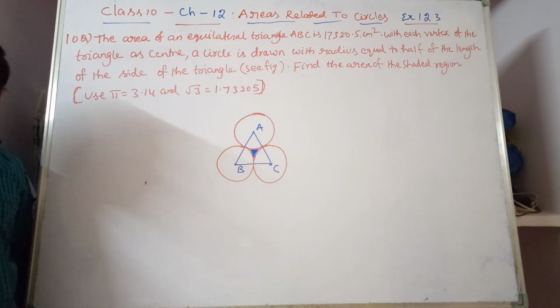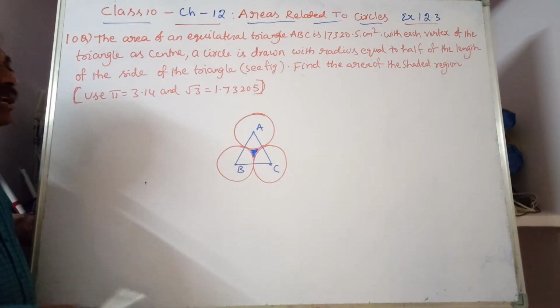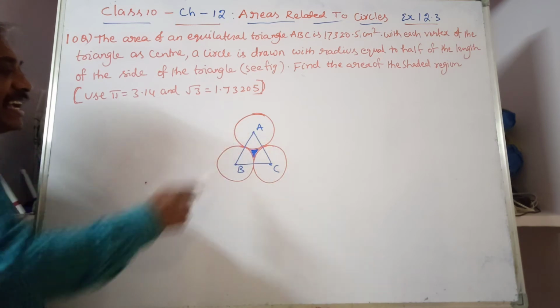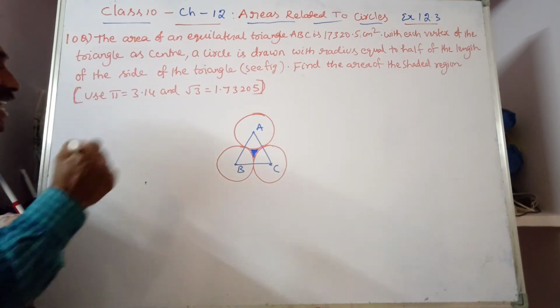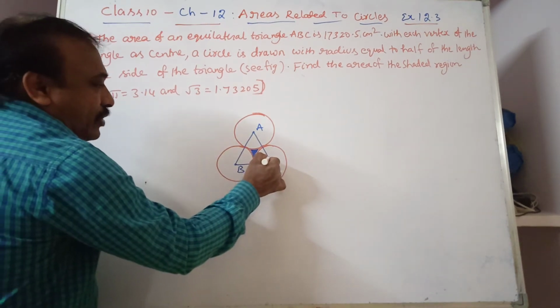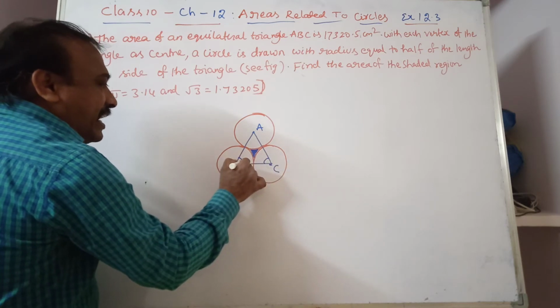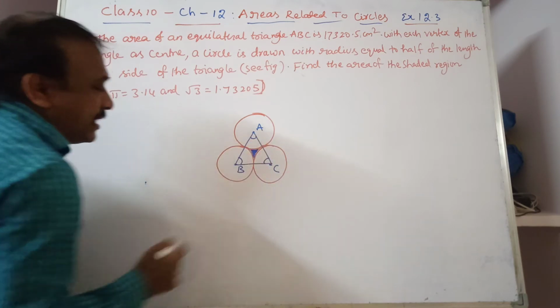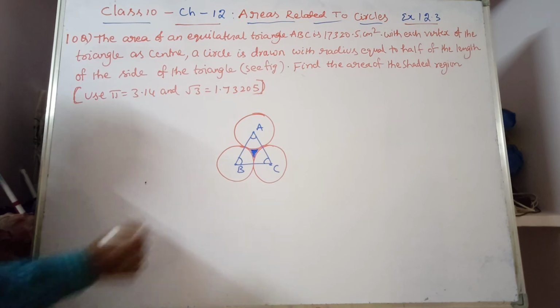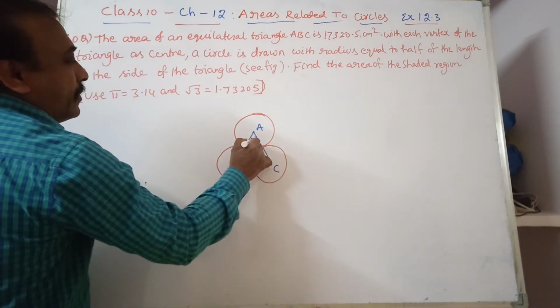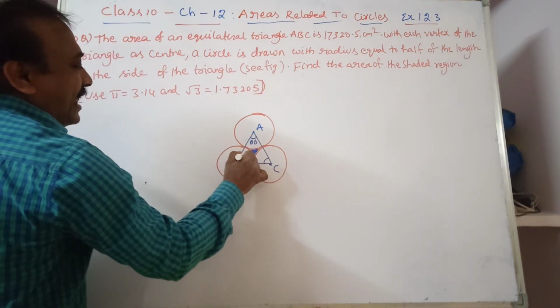Can anyone guess? Yes, you are right. So area of equilateral triangle minus area of these three sectors. Very good answer. Area of three sectors. What is the angle at the sector? 60 degrees. Why? It is an equilateral triangle.